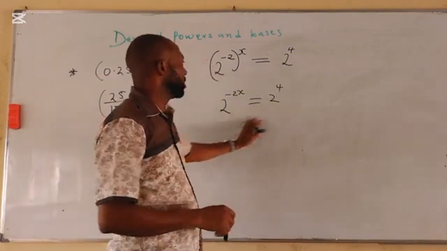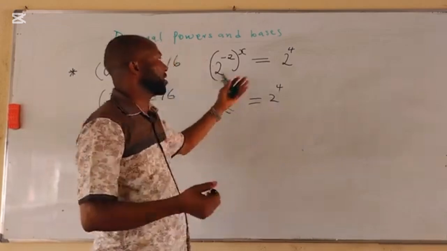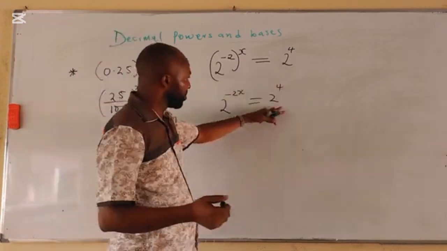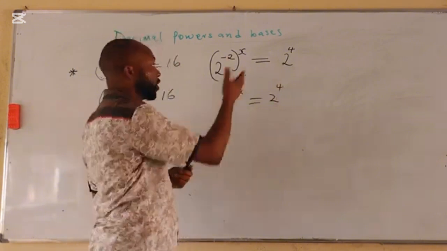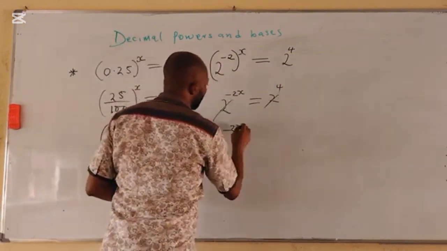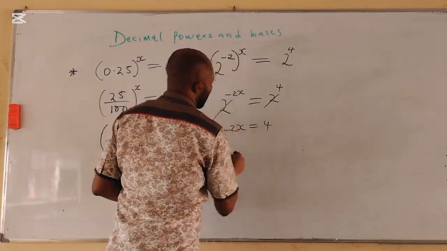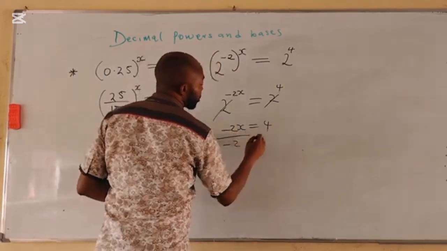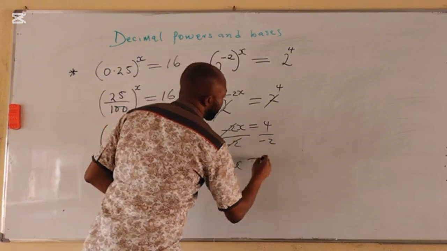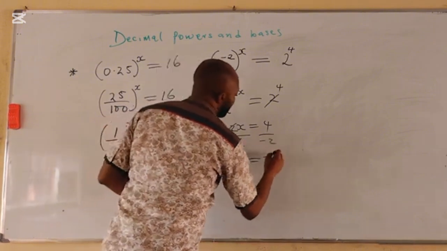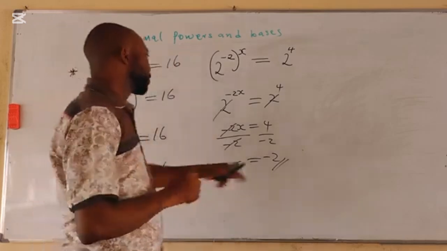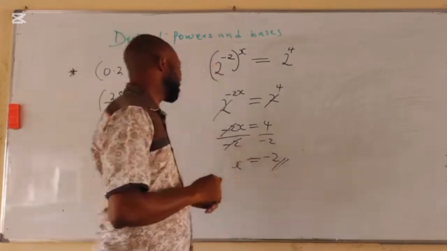Now I have the same base. Here I'm having x. Here there's no x. So there's obviously nothing I can do here. But here I have a common base which is 2. I can cancel that out and make use of their powers. So I have minus 2x is equal to 4. Divide both sides by minus 2. X is equal to 4 divided by minus 2. 4 divided by 2 is 2, and the minus sign is there, so my answer is minus 2.